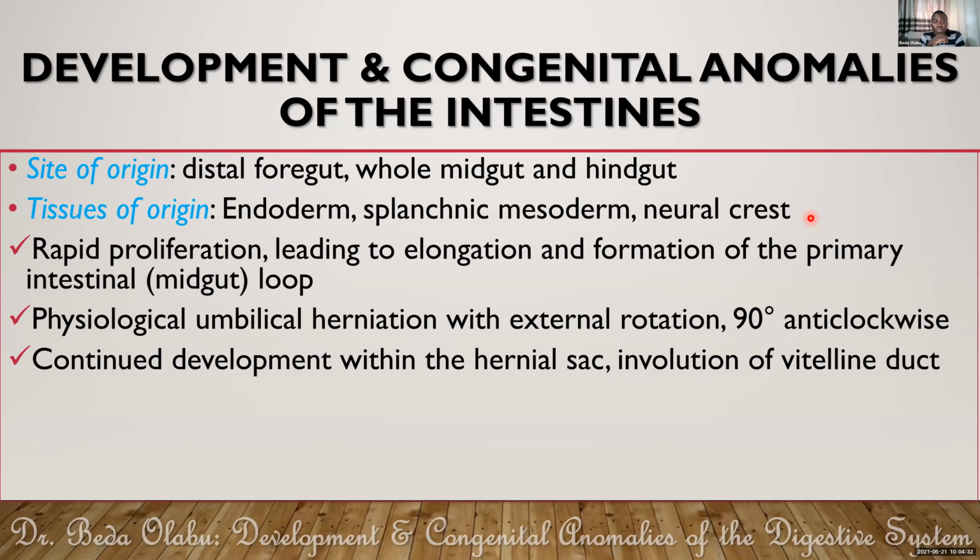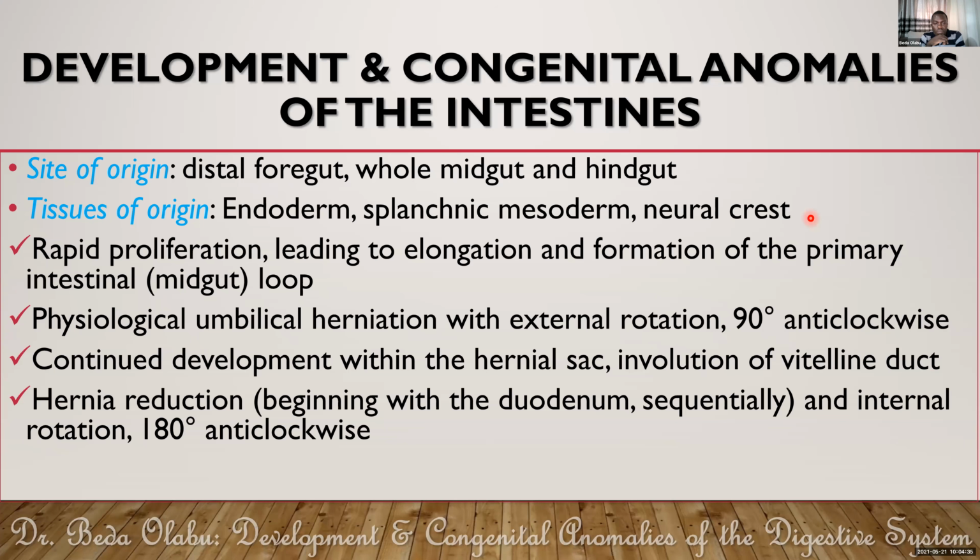Then now, the intestines go back. The process of going back is what we call hernia reduction. We begin with the duodenum sequentially. During the process of going back, there is internal rotation, a further 180 degrees rotation taking place, making the large gut to having totally rotated 270 degrees. So the large gut will then take the peripheral parts of the abdomen, and the small gut takes the central portion of the abdomen.